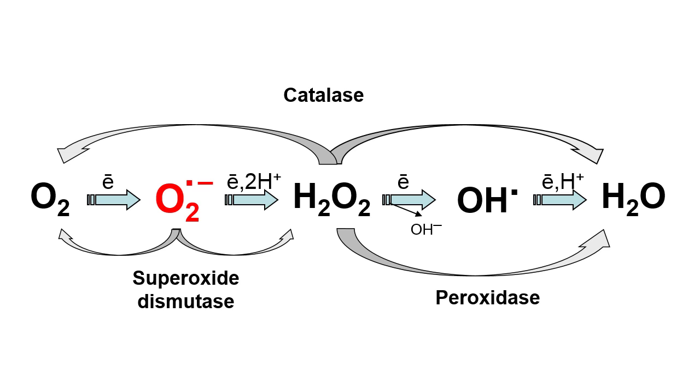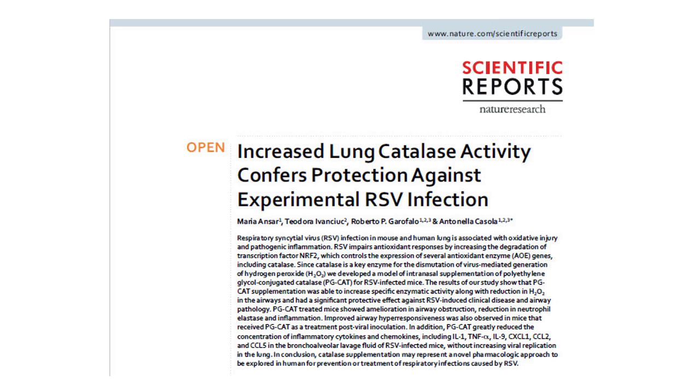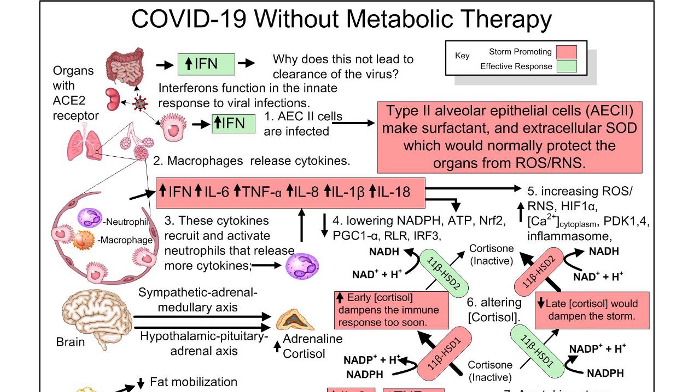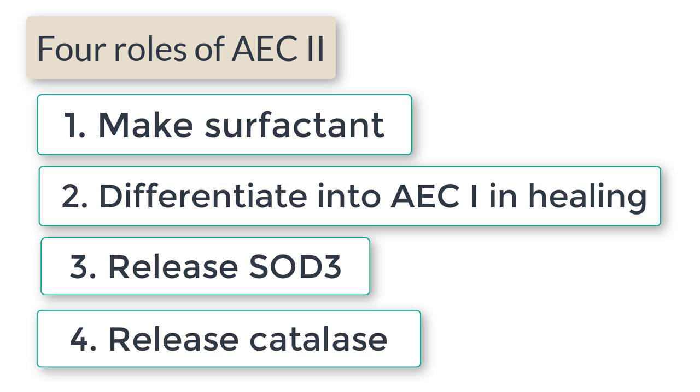The importance of catalase can be seen in response of RSV murine models of acute respiratory distress syndrome where intranasal catalase helped to shut down the cytokine storm. So that starts to answer the question, why doesn't the production of interferon lead to clearing the virus in cases that develop ARDS? By destroying the AEC2 cells, the virus interrupts the production of surfactant, the production of superoxide dismutase 3 and catalase, and removes the ability for the alveolar epithelial cells to be replaced in a healing process.